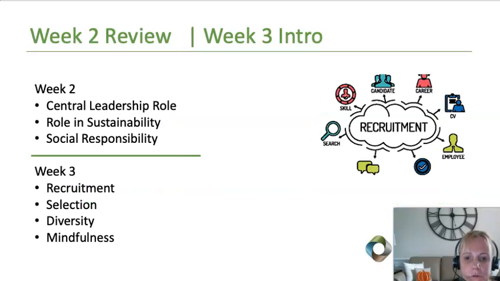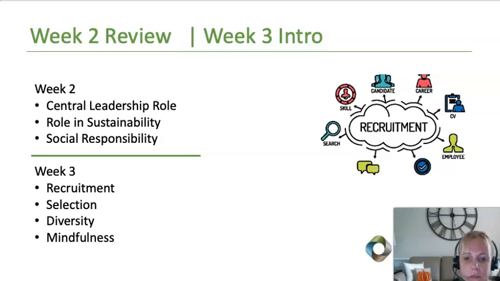We're wrapping up week 2, in which you should have read about the need for HR to have a central leadership role in order to influence the strategy of an organization. We play an important part in the company's viability and sustainability, including its branding and subsequent reputation on social responsibility.